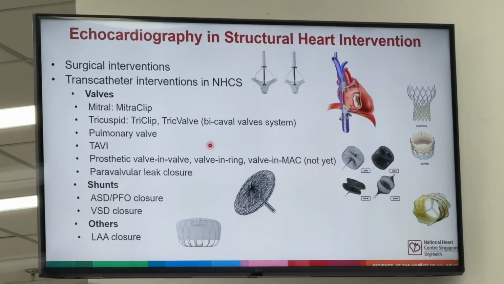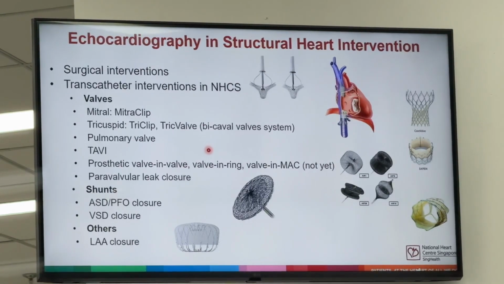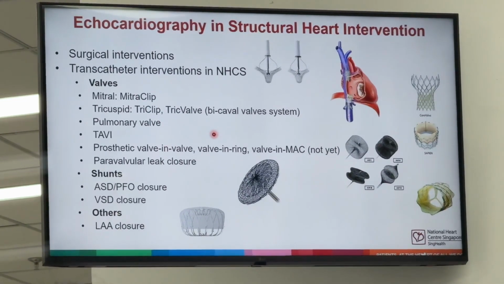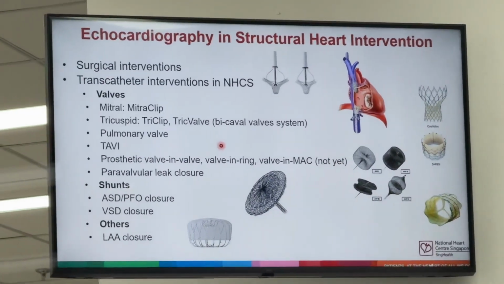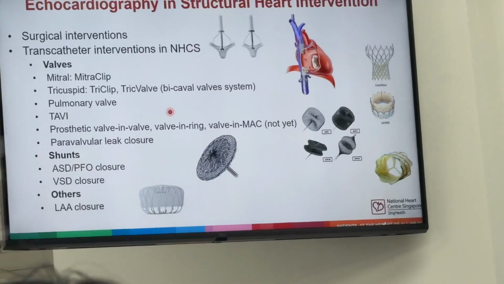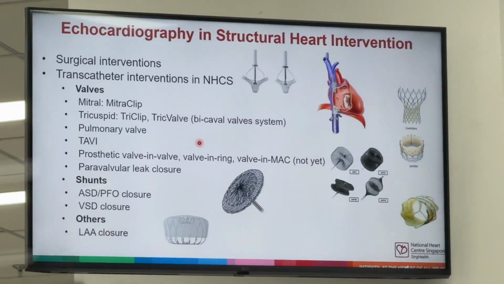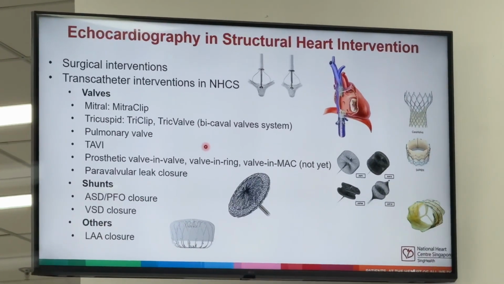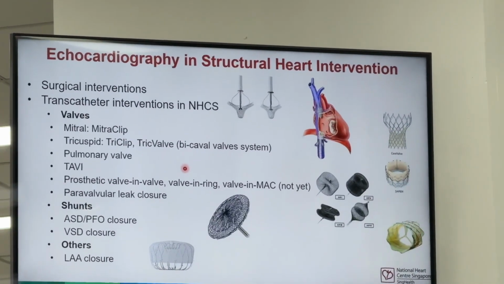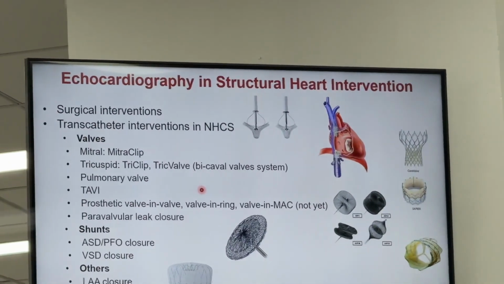I'm specializing in structural heart disease imaging, especially echocardiography guidance of structural heart intervention, especially using the transcatheter approach. In the National Heart Centre Singapore, we do a lot of surgical intervention, mostly adult cases, and also transcatheter intervention. For example, for the mitral valve, we do the mitral clip procedure. We also do tricuspid intervention, the tricuspid clip, and heterotopic valve implantation, where we put the valve in the inferior and superior vena cava. We also do pulmonary valve intervention. These are mainly for adult and pediatric congenital heart disease.